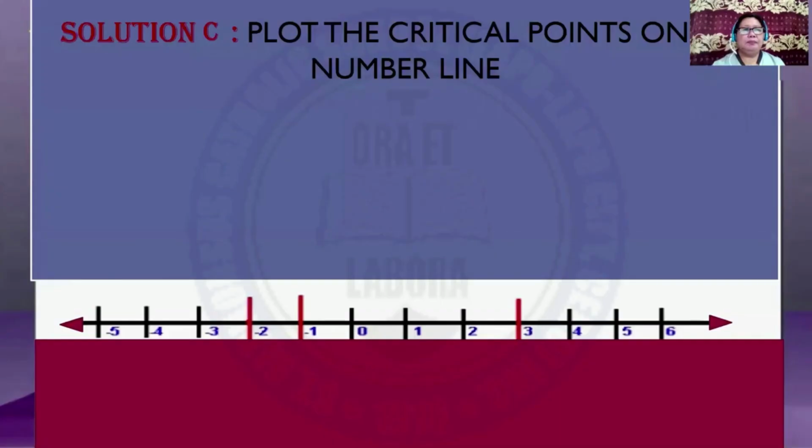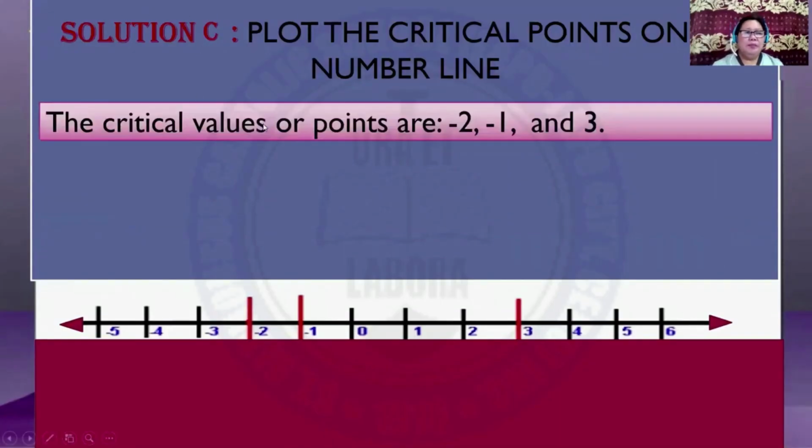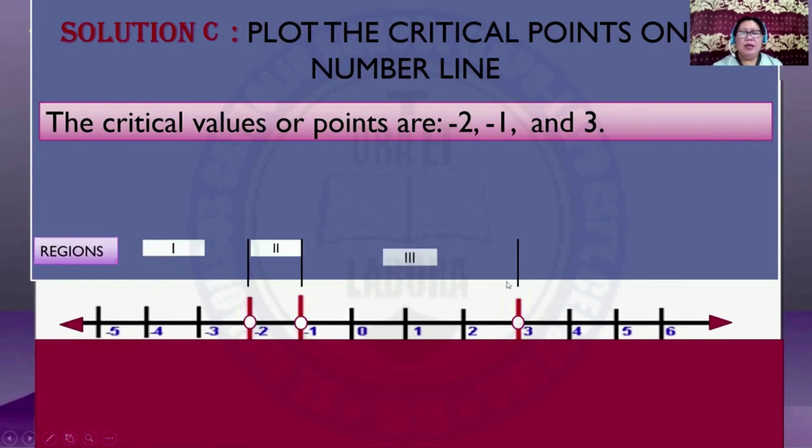The next step, you have to plot the critical points on the number line. So, the critical values again are negative 2, negative 1, and 3. So, negative 2 is here, negative 1, and 3. And then you have to divide the regions. So we have region 1, region 2, region 3, and region 4.